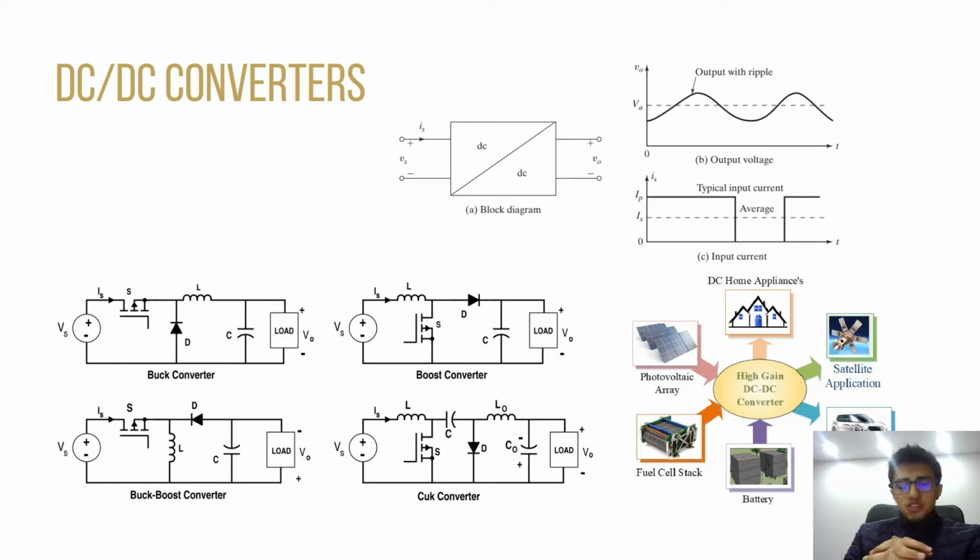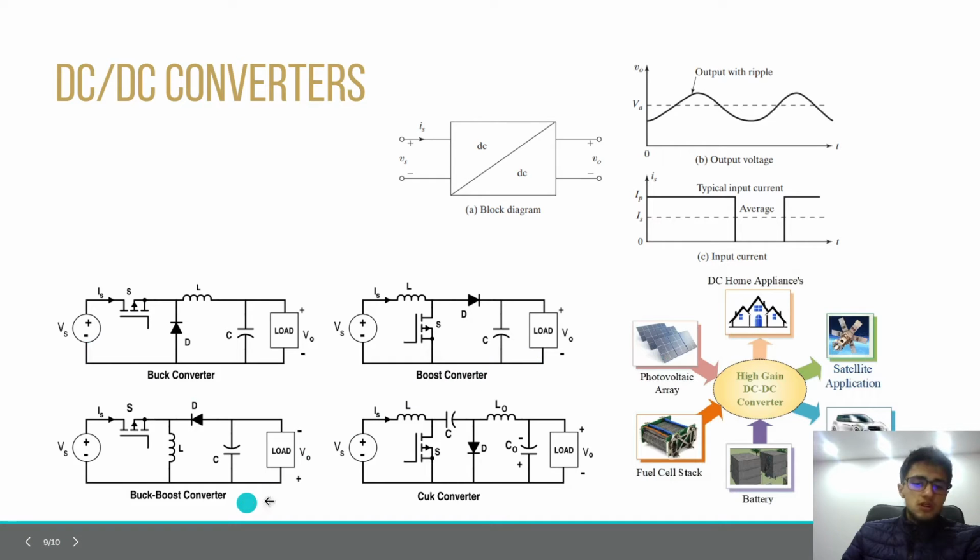So, what is a DC-DC converter? A DC-DC converter is basically an electrical component that converts a DC signal of a specific level to another DC signal of another specific level. This is why it is named a DC-DC converter. And we have different kinds of DC-DC converters: buck converter, boost converter, buck-boost converter, and Cuk converter.